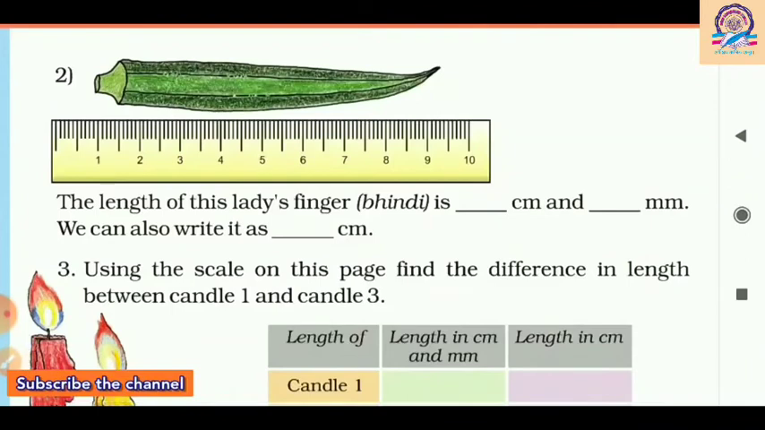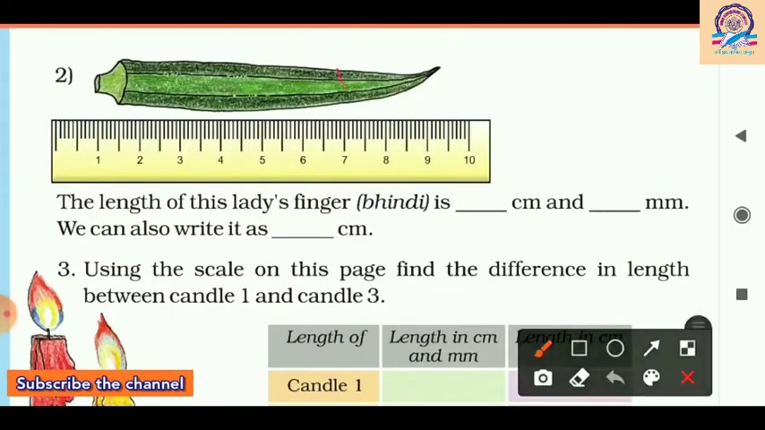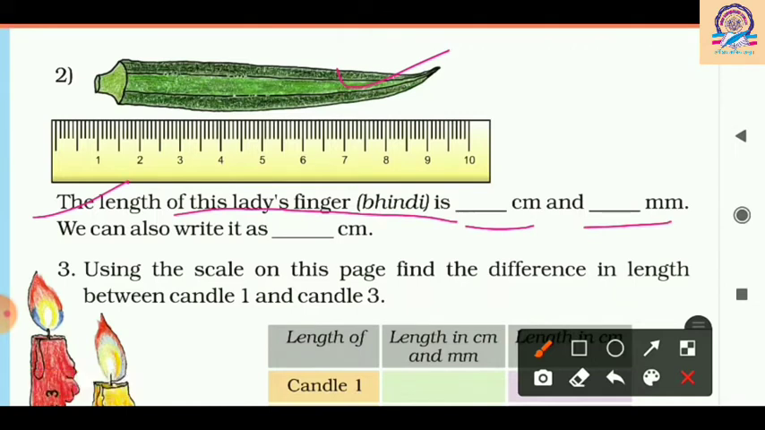Yes, here we have a lady's finger. The question is, the length of this lady's finger, means bhindi, is dash centimeter and dash mm. Let's find the length of this bhindi. Here you can see that this lady's finger's first portion is starting from 1 and ending on, I think, 9.3 something. As you all know, it's not a correct way to find the length.